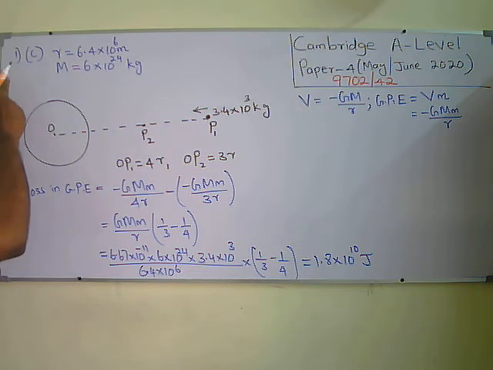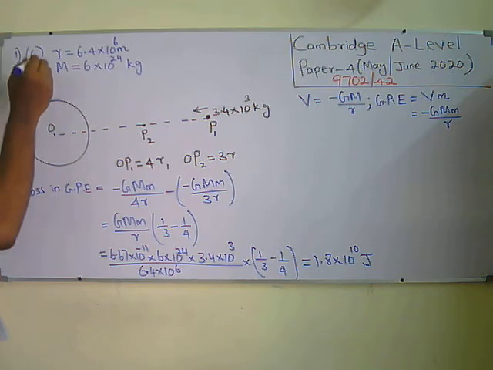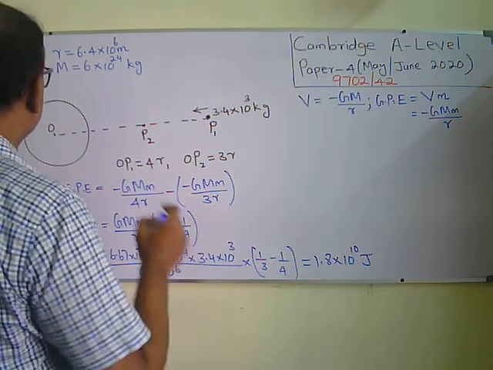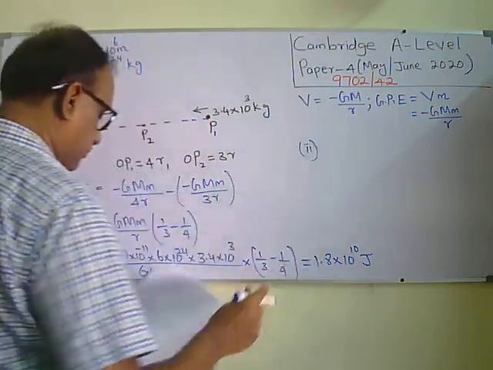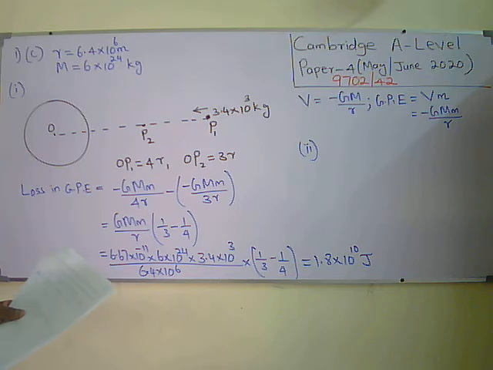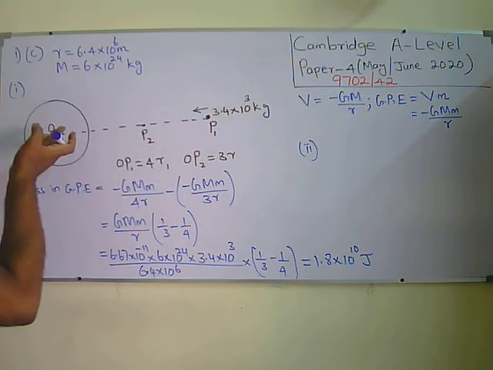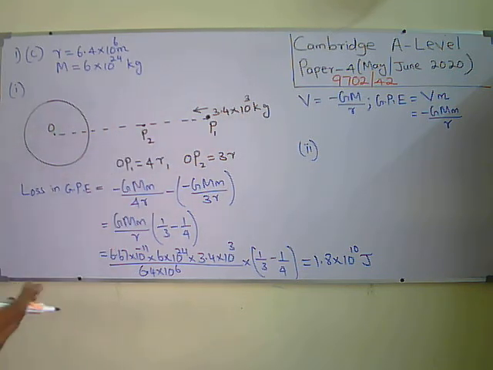Okay, so that's question number 1, part C, first part, I answered. Now, second part, part C, second part, the question is, explain whether the rock speed increases, decreases, or stays the same. We know that when it is moving towards the planet, it's losing the gravitational potential energy.